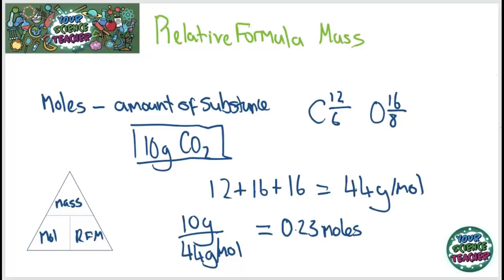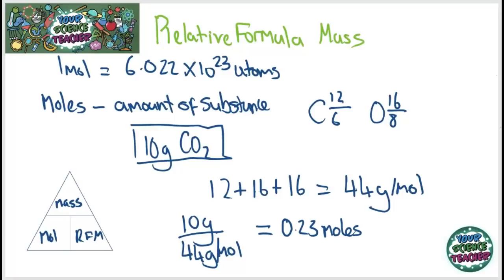Now, the important thing for chemists, and why they use moles, is that atoms are incredibly small. So we use 1 mole of substance, which represents 6.022 times 10 to the 23 atoms. And this number is known as Avogadro's constant. So from this number of moles, I can actually work out how many atoms I have by multiplying this 0.23 by 6.022 times 10 to the 23, and that will tell me the number of atoms in my sample.